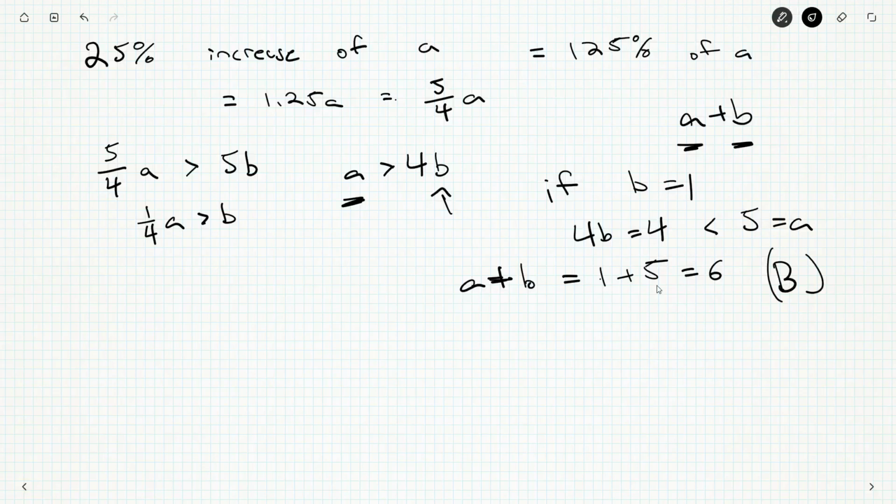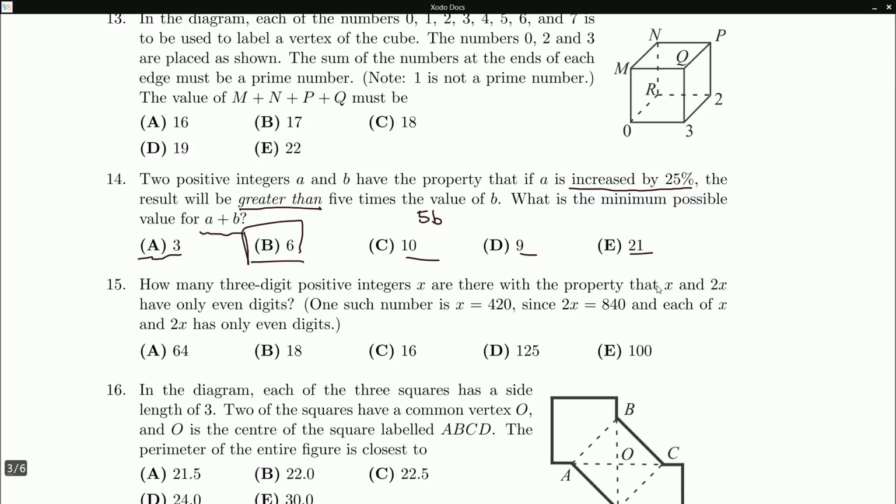So there we go. And that finishes off question number 14 quite nicely.